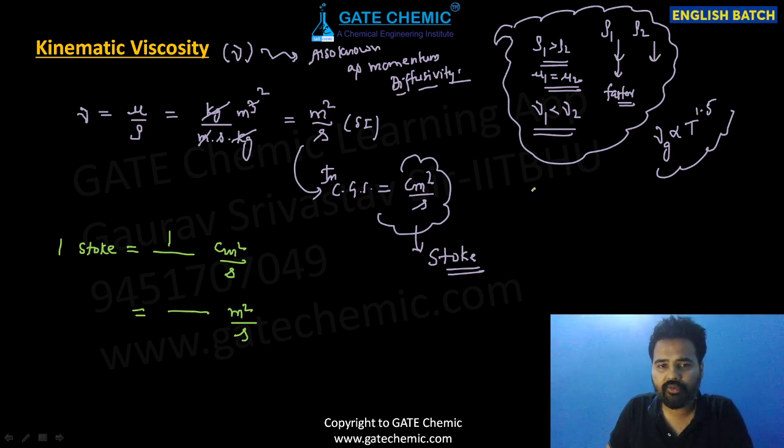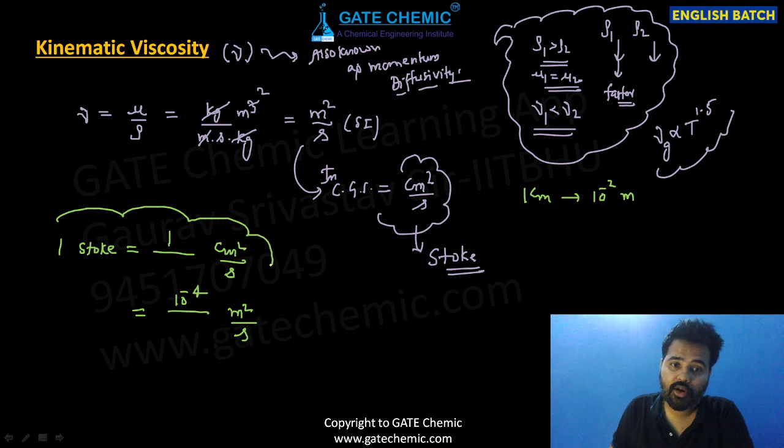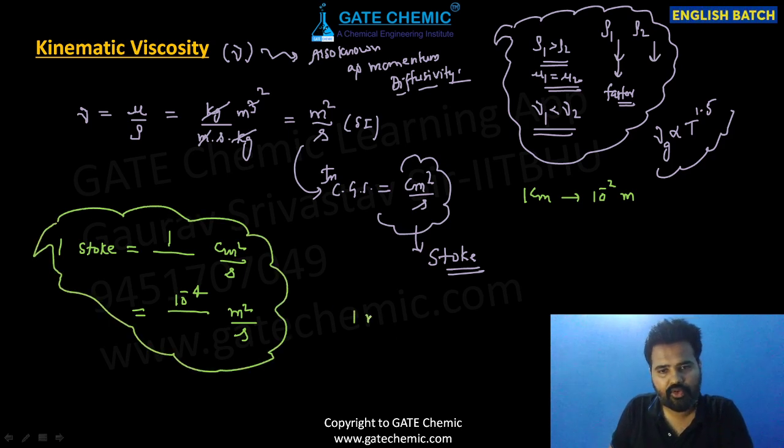Here you want to convert centimeter to meter. So, 1 centimeter equals 10 to the power minus 2 meter. Directly you can write 10 to the minus 2 whole square, that means 10 to the power minus 4. And the reciprocal of this will give you 1 meter square per second equals 10 to the power 4 Stoke.